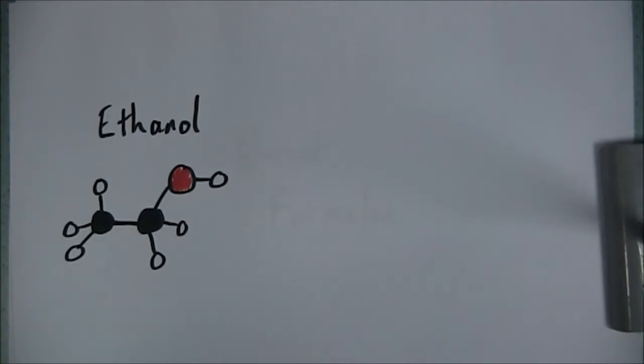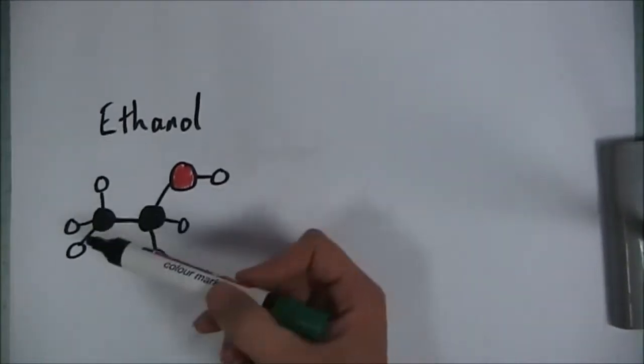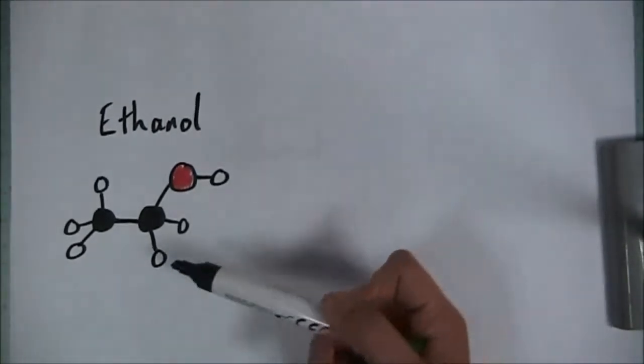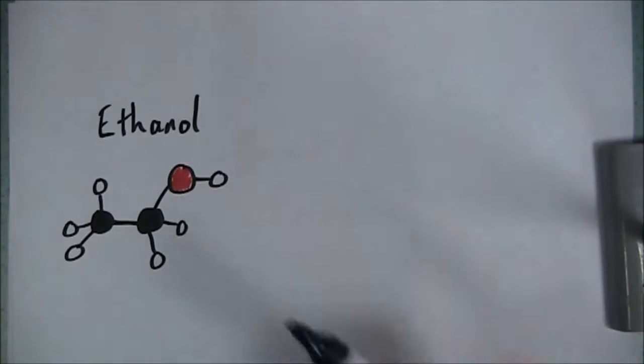It's the alcohol you find in alcoholic drinks, and if you remember your GCSE, you'll know that we have two carbon atoms, which I've drawn in black here. We have 6 hydrogen atoms, which are in white, and I've got one red oxygen atom.